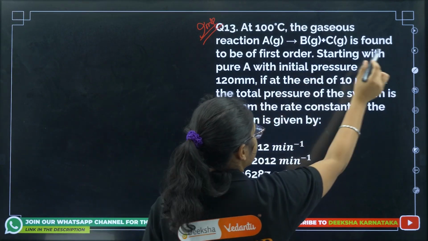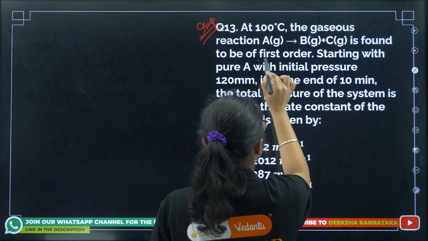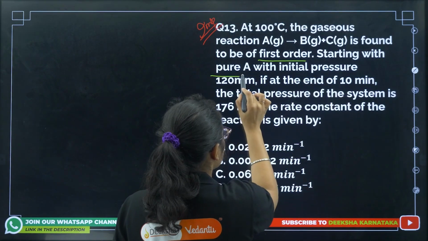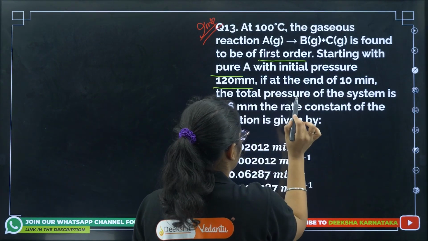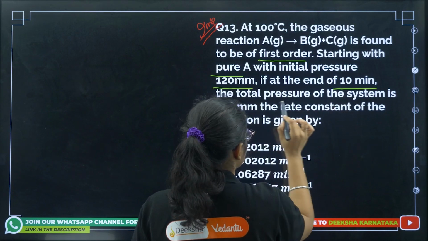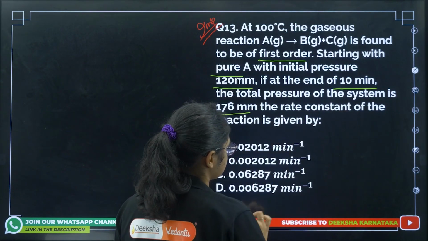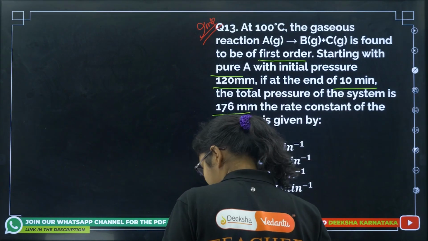Now see, at 100 degrees Celsius, the gaseous reaction A gives B plus C is found to be first order. Okay, so it is a first order reaction starting with pure A with the initial pressure of 120. If at the end of 10 minutes the total pressure of the system is 176, the rate constant of the reaction is, okay.